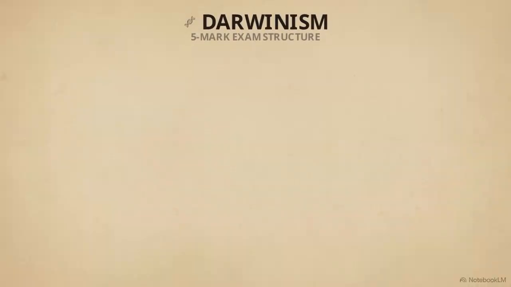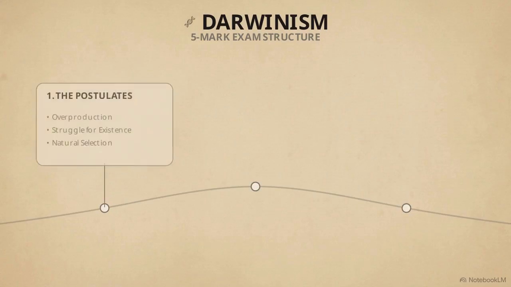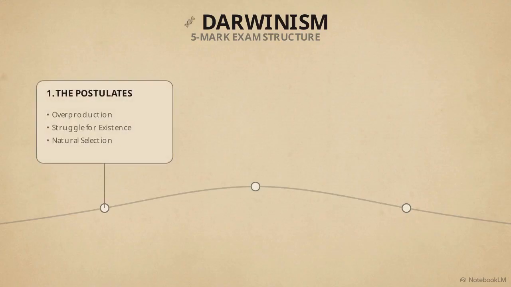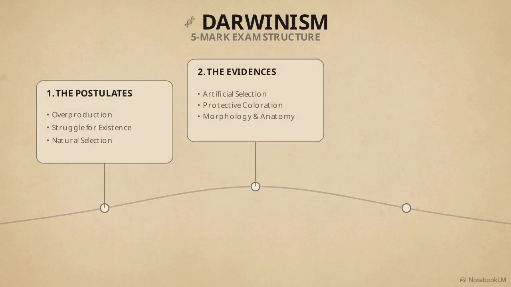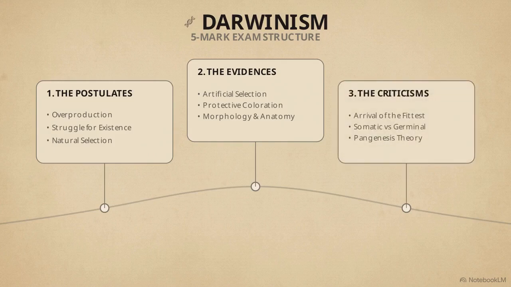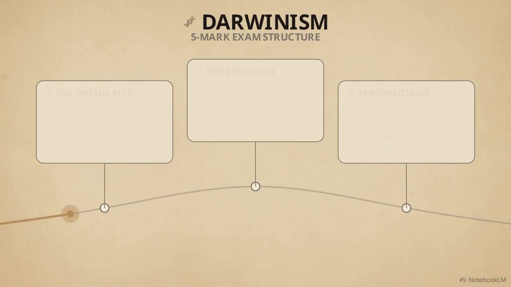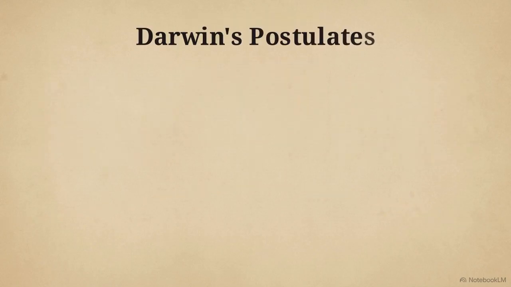To secure full marks on a 5-mark board exam question about Darwinism, we must structure our answer into 3 distinct sections: the postulates that make up his theory, the evidences supporting them, and the criticisms of his original framework. We will move through this material by mapping the specific sequence of biological logic Darwin used to explain evolutionary change. Let's follow this flowchart to map out the first 2 postulates.